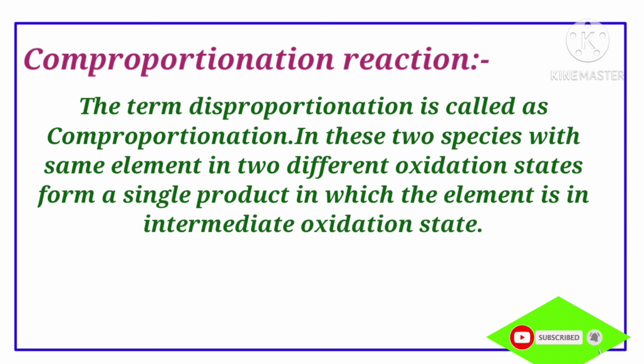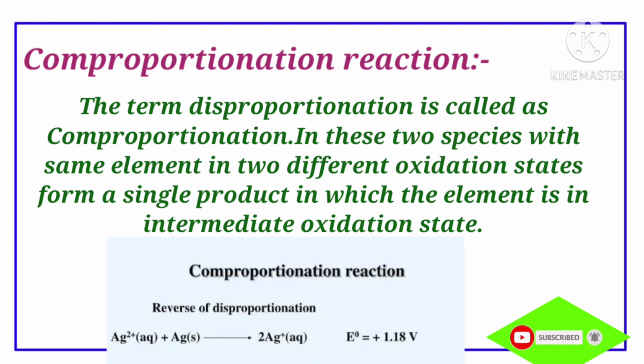First, in disproportionation reactions, one reactant produces two products. In this, two reactants produce one product, so it is called the reverse of a disproportionation reaction. Ag plus Ag2+ gives rise to Ag+. In this, silver has 0 oxidation state, Ag2+ has +2 oxidation state, and Ag+ has +1. That means between 0 and +2, +1 is the intermediate oxidation state.